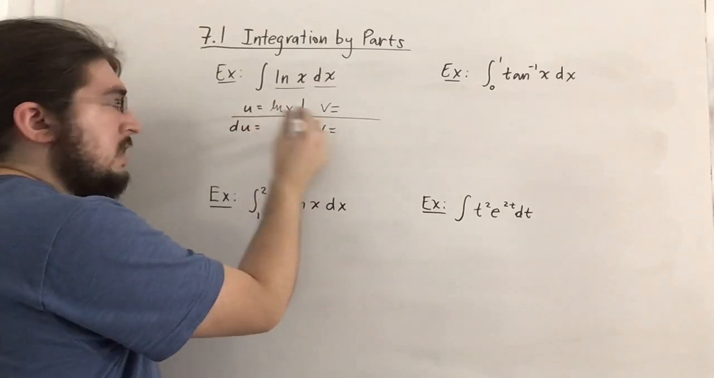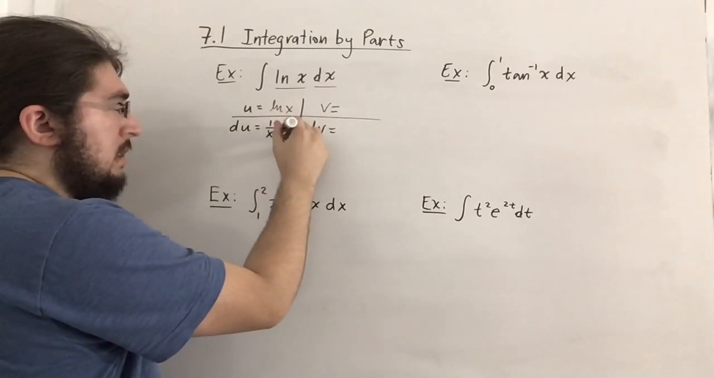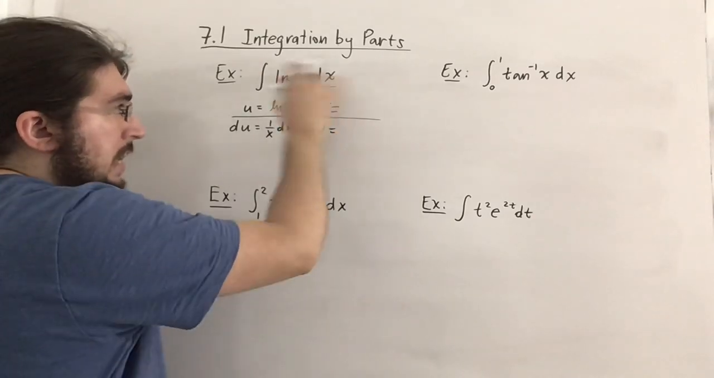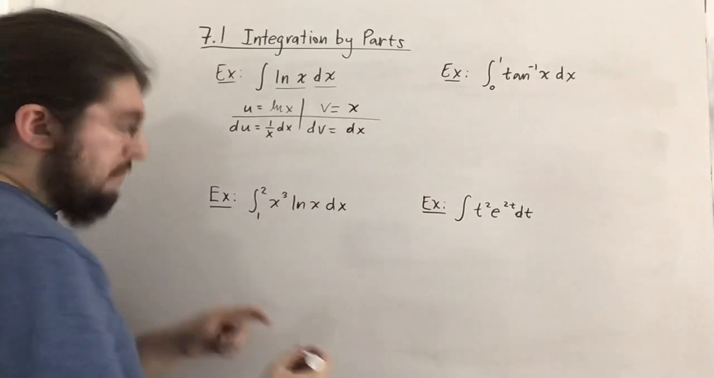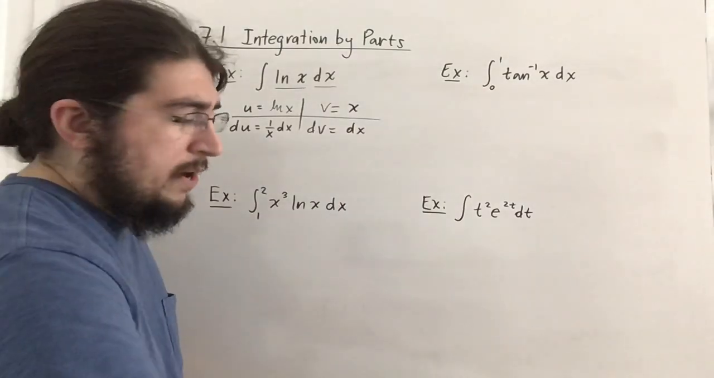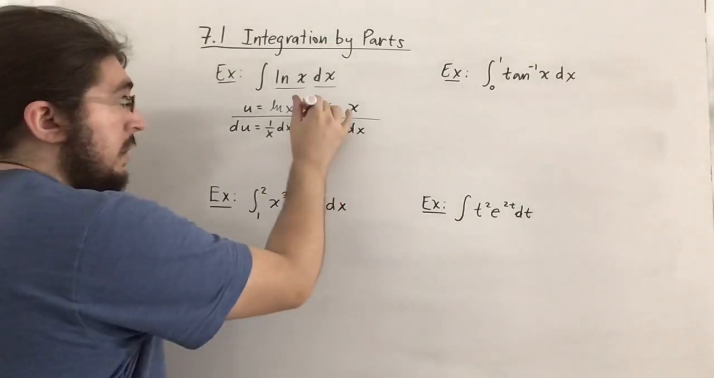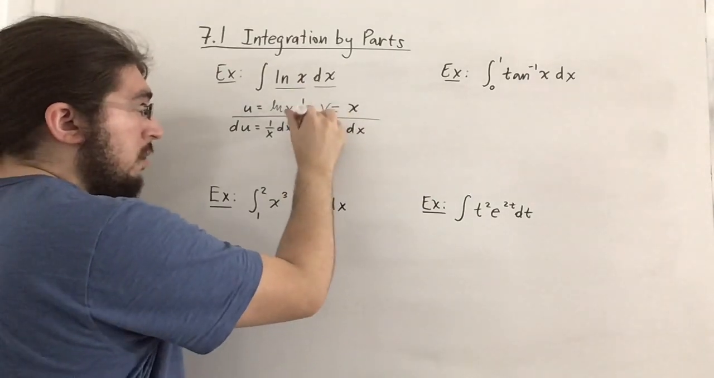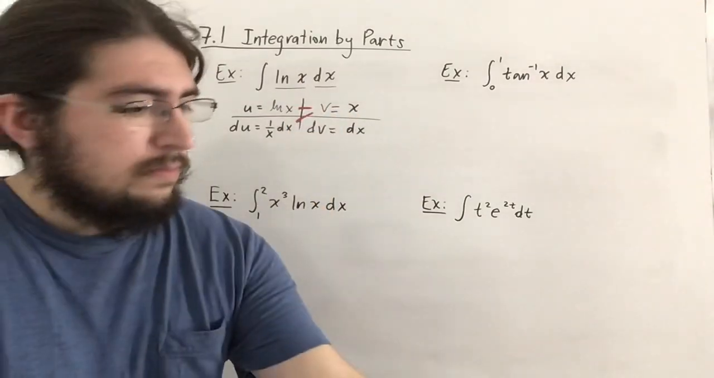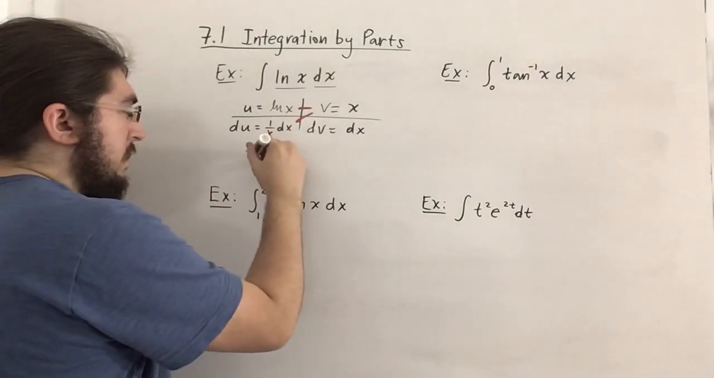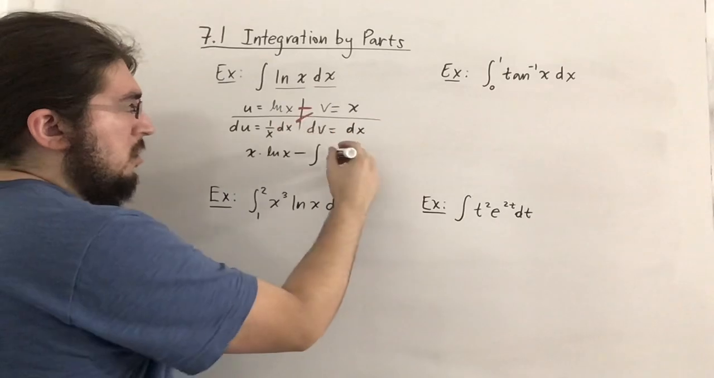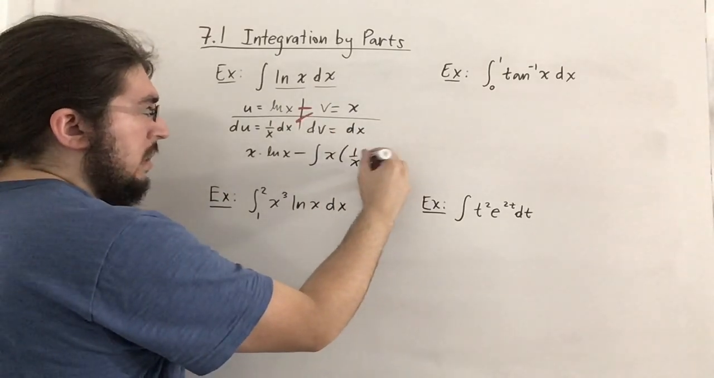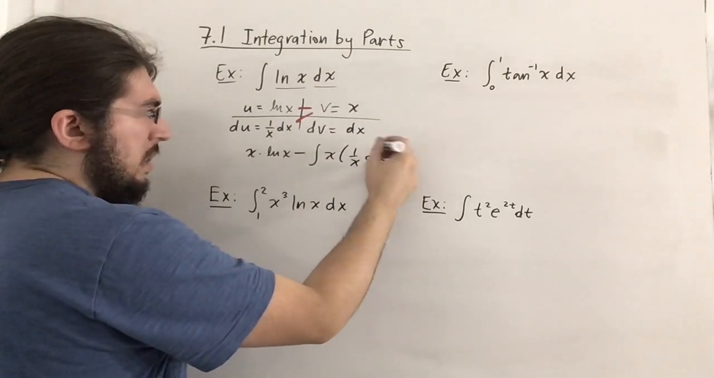Then du, of course, is the derivative of ln of x, which is 1 over x dx. dv has to be everything else, which is, of course, just dx. Its antiderivative is just x. And now if we apply the formula for integration by parts, which remember is uv minus the integral of v du, it's going to be x ln of x minus the integral of v du, which is x times 1 over x dx, like that.